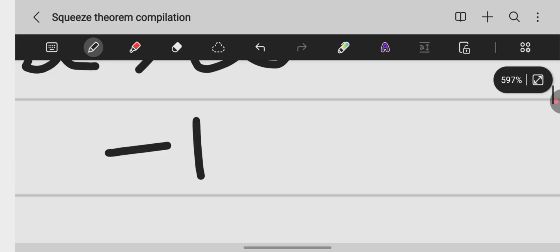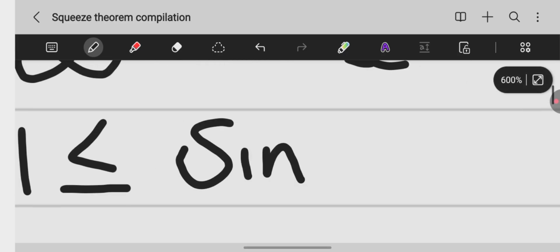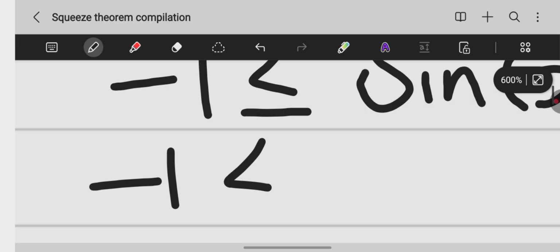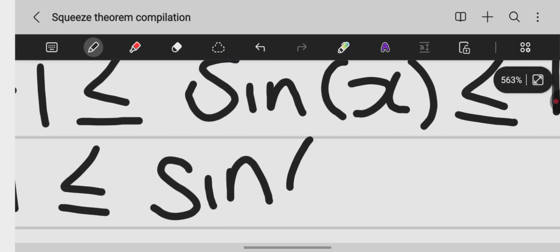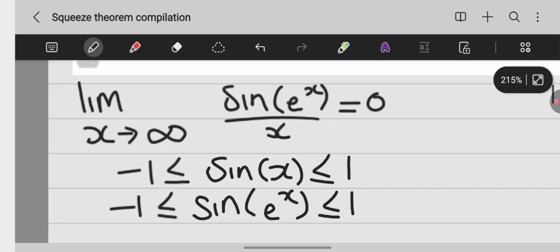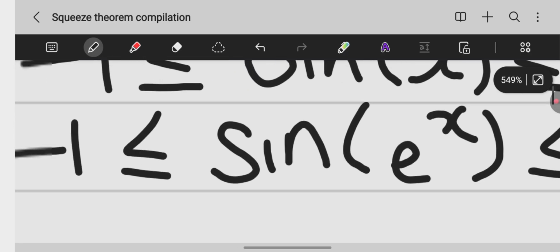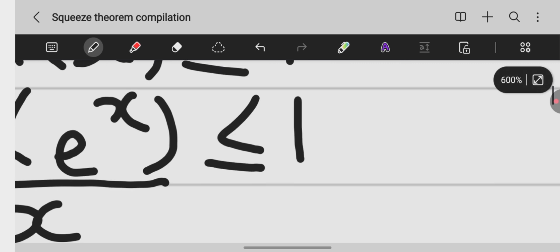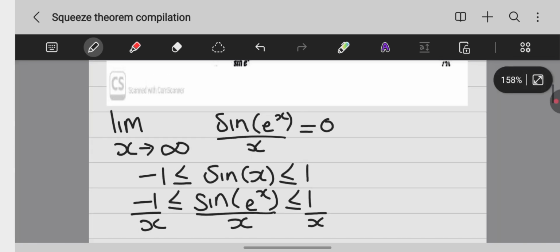Using the squeeze theorem, you would have negative 1 less than or equal to sine e to the x, less than or equal to 1, right? Remember, the angle does not change anything. And then because we're dividing by a positive term or variable, you don't have to really have a next step because your inequalities would not change.